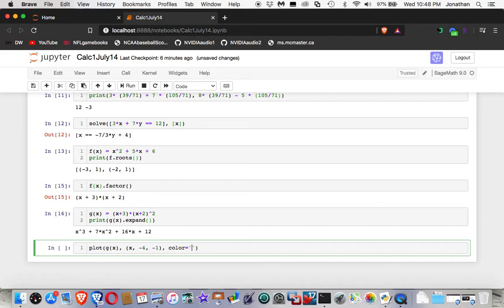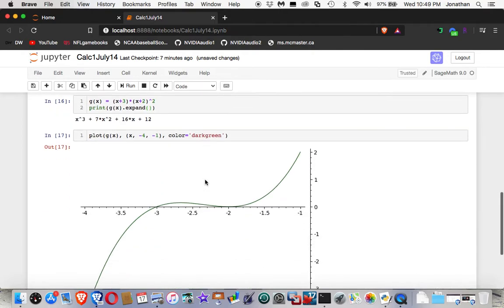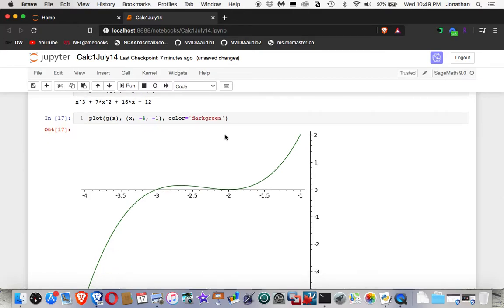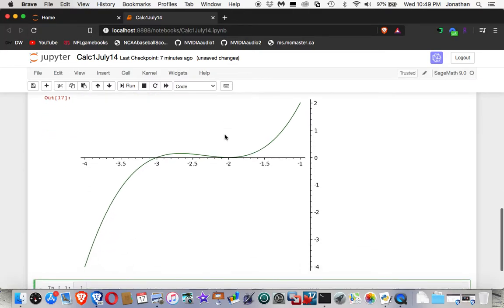And let's make the color dark green. Right, so we get a plot that looks like this, and what we see is that the function is 0 at minus 3, and it's also 0 at minus 2. Let's see, what else could we do with this?